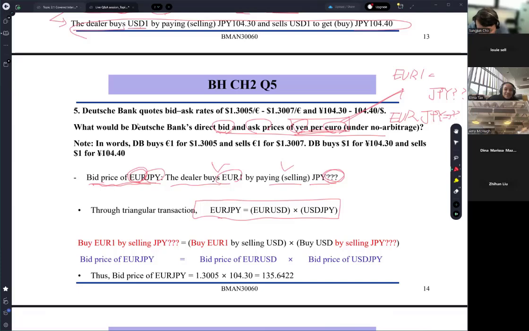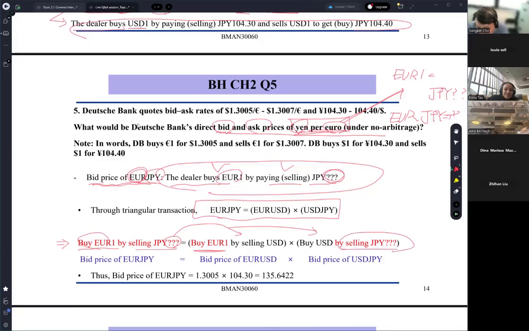So using triangular transaction, we are going to do the same thing. So take a look at this one. Buy 1 euro by selling a certain amount of yen. We can do this with two different transactions. We buy 1 euro, we sell yen, that's the starting part and the end part. Using triangular transaction, USD will be in the middle. So by selling dollar and buying dollar, this one will be canceled. So without these two, you achieve exactly the same thing.